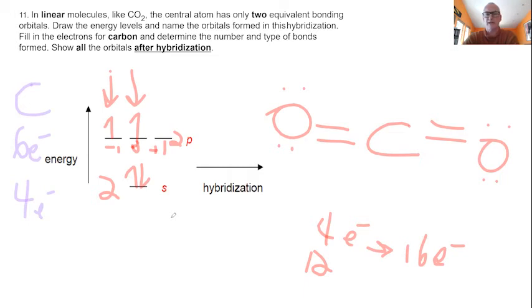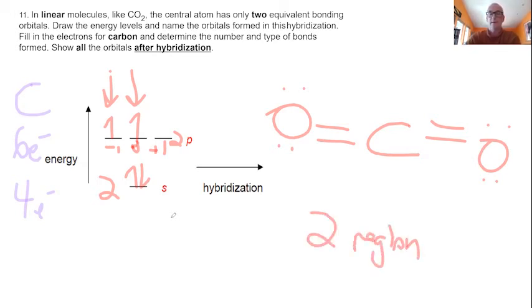So how many regions of electron density are around carbon? 2. So that's how we figure out what hybridization we need: how many regions of electron density are there? There are 2 regions of electron density, so we're going to have to hybridize an S and a P. That tells you what needs to be hybridized. So SP is the hybridization we need. What does that mean? It means that one of the P orbitals and the S orbital hybridize to form SP orbitals.